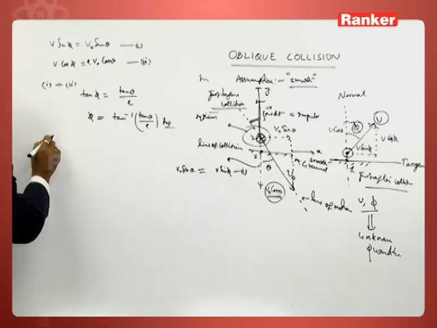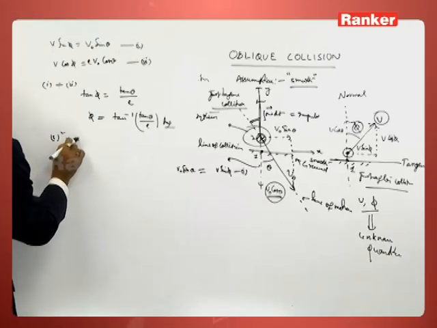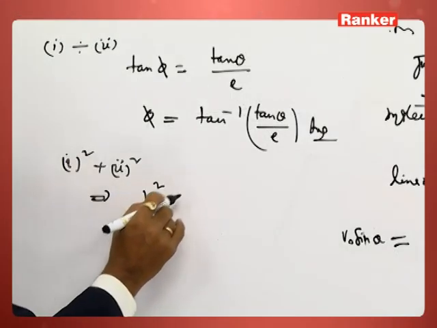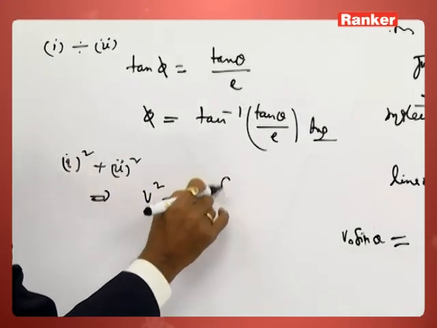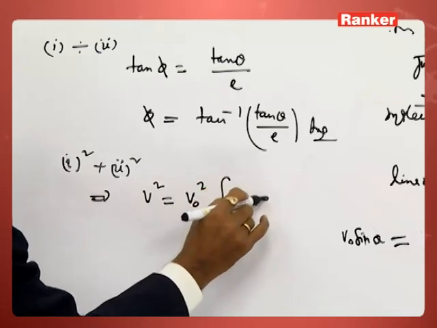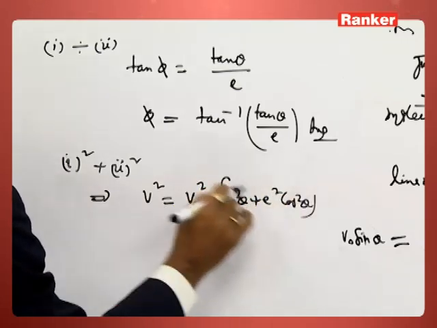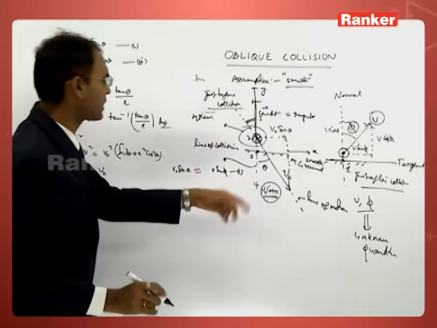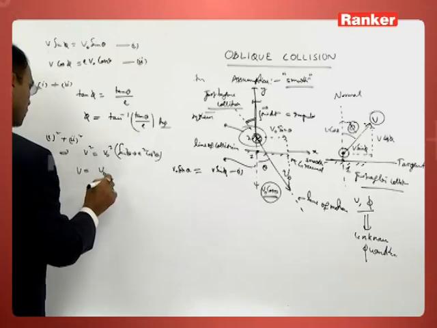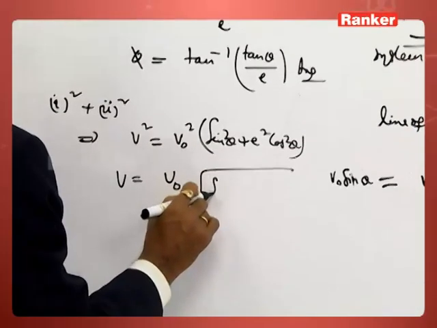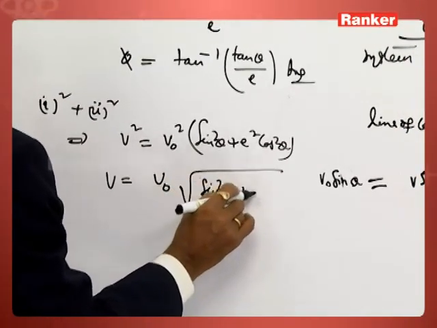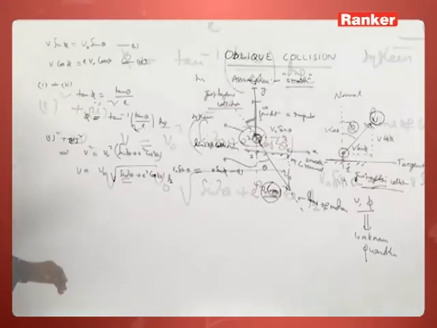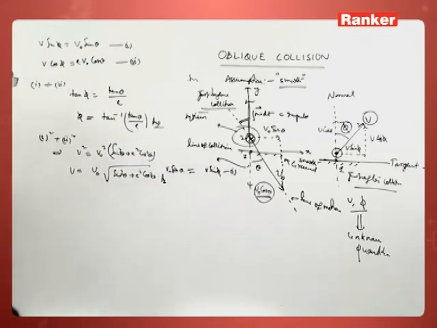And if you square these two equations and add them, we are getting V square is equal to V naught square sin square theta plus e square cos square theta. And this gives us the speed of the object just after the collision, that's equal to V naught into square root of sin square theta plus e square cos square theta. And how much energy is lost also you can calculate.